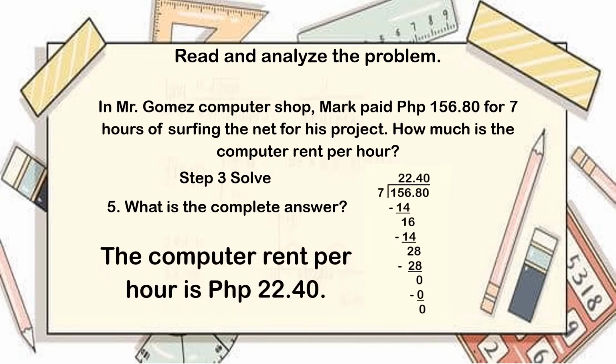So that is 156 pesos and 80 centavos divided by 7 is the number of hours. The answer is 22 pesos and 40 centavos. Very good, children. The computer rent per hour is 22 pesos and 40 centavos. Good.